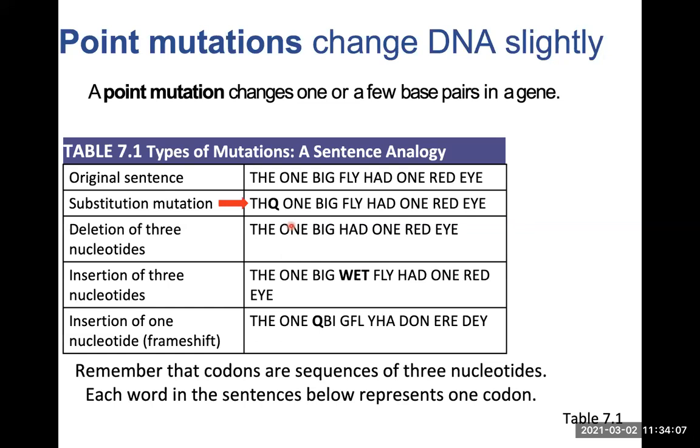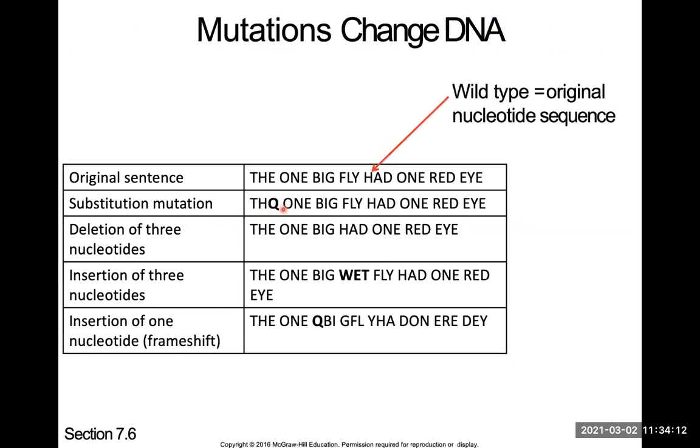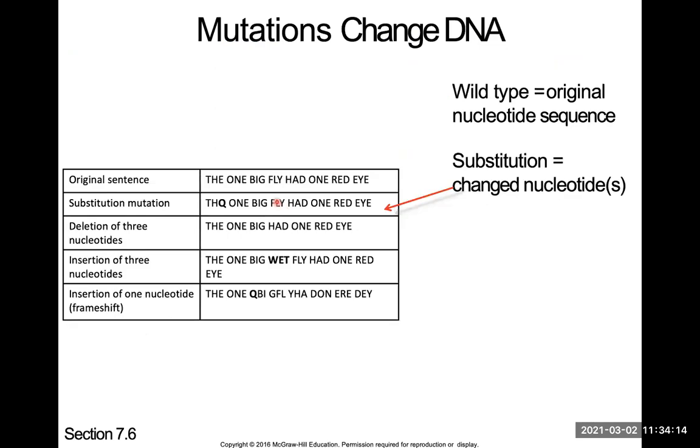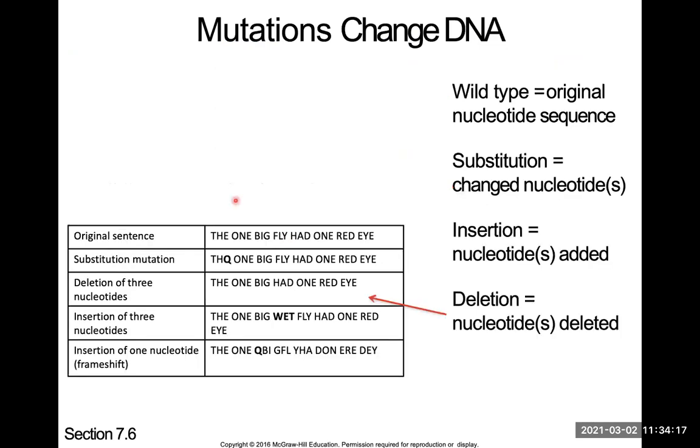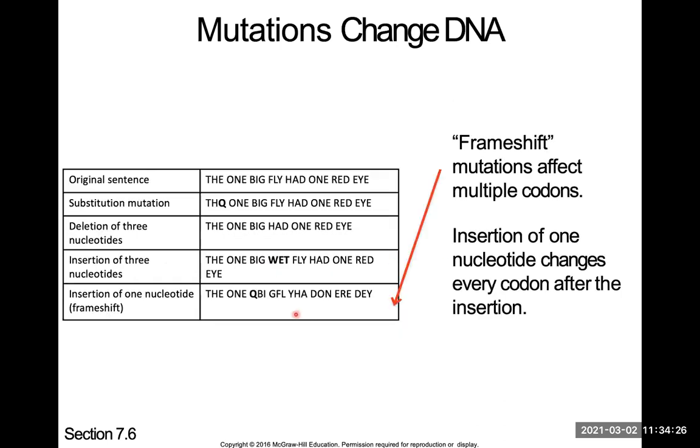So these are definitions now. So substitution mutation, changing one letter. So that's the wild type. So you have nucleotides that changed. And then deletion would be deleting a codon. Insertion would be inserting a codon here. So that's insertion. And then the frame shift mutations affect multiple codons because it just shifted the whole nucleotide sequence. So every codon is affected after this, once that letter got inserted.